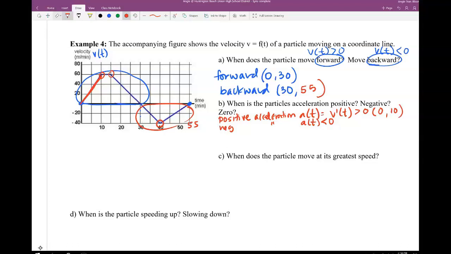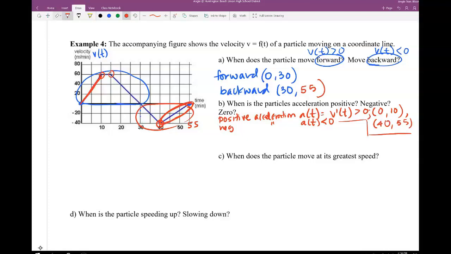How about here? Could we say that this is positive? Down here in the bottom? Yeah, for sure. That is also positive, right? That's positive from 40 to 55, okay? So it's positive acceleration from 0 to 10 and 40 to 55.